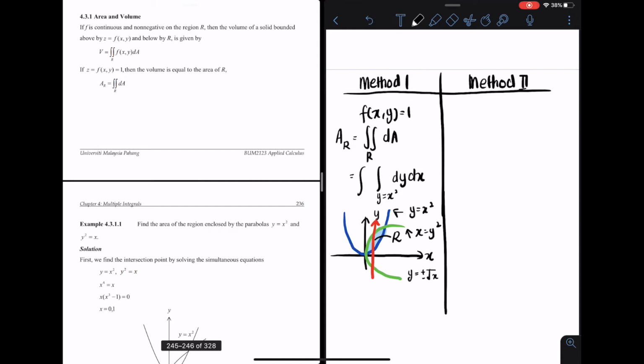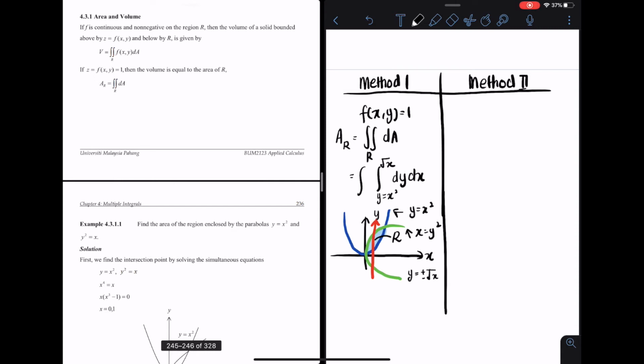Right now we are talking about the portion of the parabola that lies in the first quadrant, and the best equation to represent the part of the parabola that lies in the first quadrant is y is equal to positive square root of x. Therefore, square root of x will be the upper limit with respect to variable y. What should I do right after this?